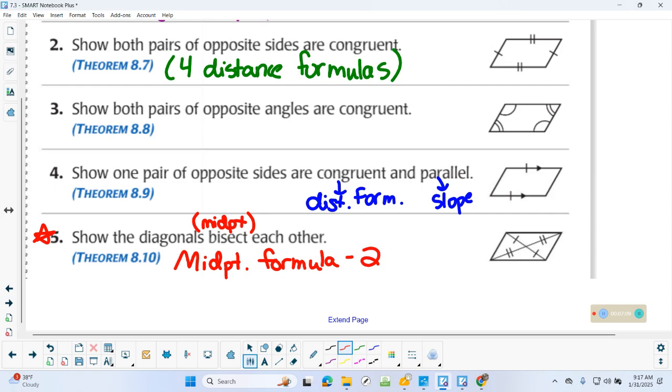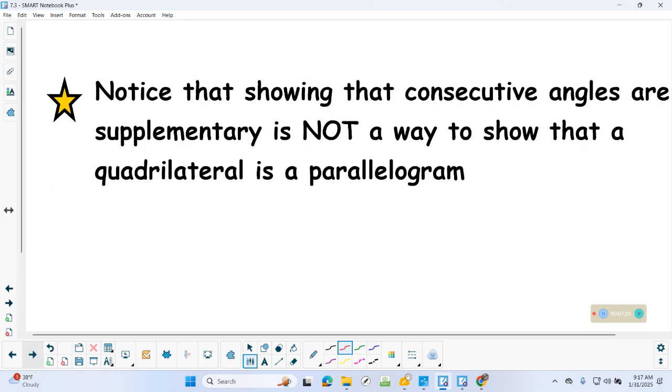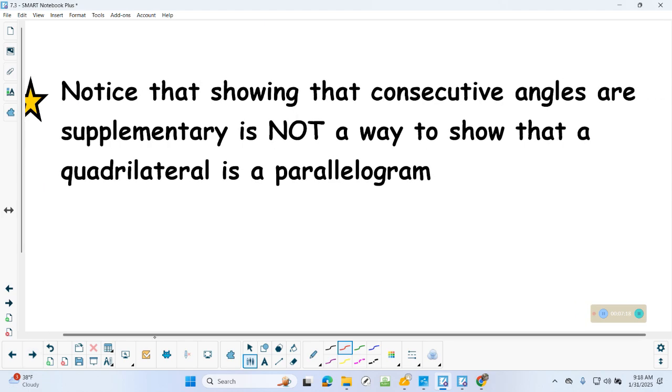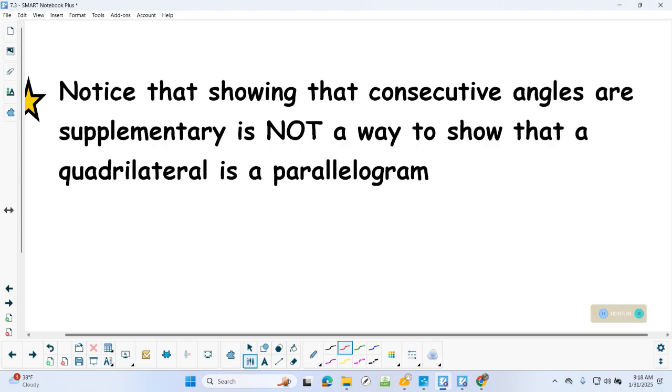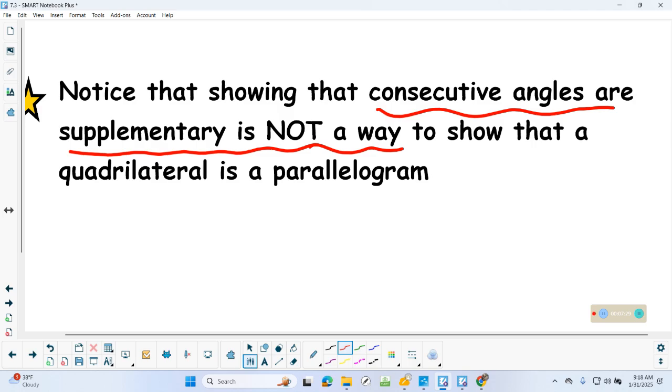Remember, one of the properties of a parallelogram is that consecutive interior angles are supplementary. That is not a way to show that they are a parallelogram. So I wouldn't get crazy and write all of this. I would just say consecutive angles, not a way. So: no consecutive angles. You could just write that if you wanted. Short and sweet, like me. So many words. We haven't even done anything yet.